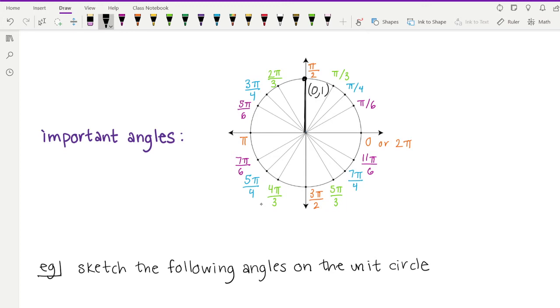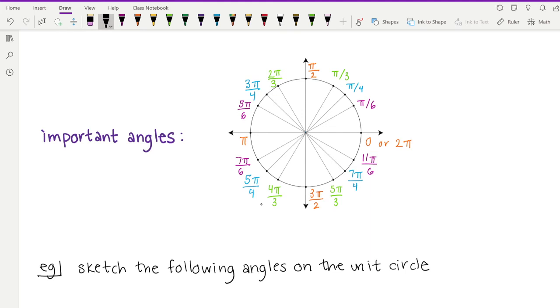Another one that we did is the terminal point of pi. So if you go to an angle of pi, that would be over here. Just by looking at the point that we have here, we know that this is the point negative 1, 0. So those are great because you can find those terminal points just by looking at the picture.